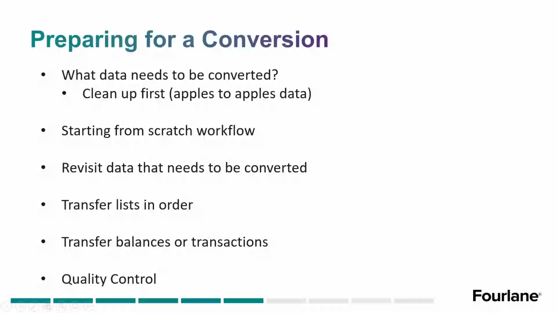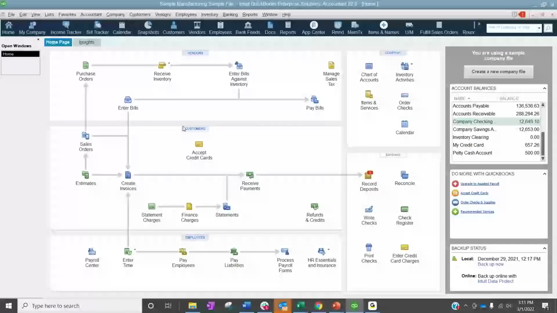Okay, now we're ready. We said, here's the workflow we're going to have. Here's the data that needs to be converted, and that data is going to be generally two things, right? The first thing is going to be lists. It does matter the order that you transfer lists in. The second thing is going to be either balances and or transactions. Okay, so what does that mean?